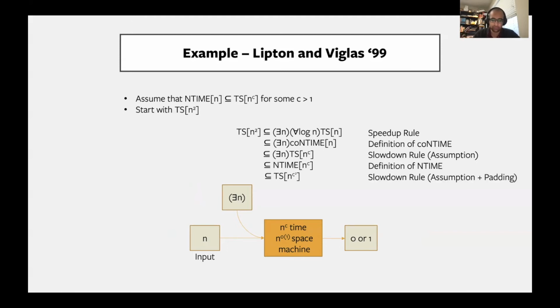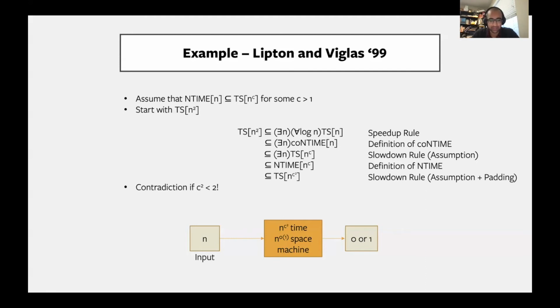By assumption, we can use a slowdown rule, which can be thought of like assumption plus a padding step, to show that this is in TISP(n^(c^2)). Because if NTIME(n) is in TISP(n^c), then NTIME(n^c) is in TISP(n^(c^2)). And now we have a contradiction if c^2 is less than 2. So now we see that NTIME(n) is not in TISP(n^c) for c less than the square root of 2, because if c is less than the square root of 2, then c^2 is smaller than 2.